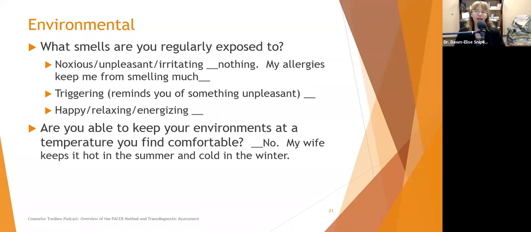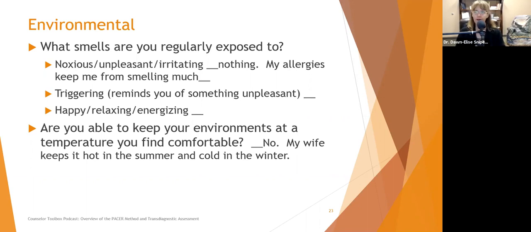What smells are you regularly exposed to? Noxious, unpleasant, or irritating? He says nothing. My allergies keep me from smelling just about anything. So I didn't even bother to ask about the rest of them. But that does tell me he has a lot of sinus congestion, which is potentially contributing to even more disrupted sleep than one might think, and his allergies are not under control. And having a lot of allergies can also make you feel sleepy because it's waking you up in the middle of the night coughing or whatever, not just sleep apnea.